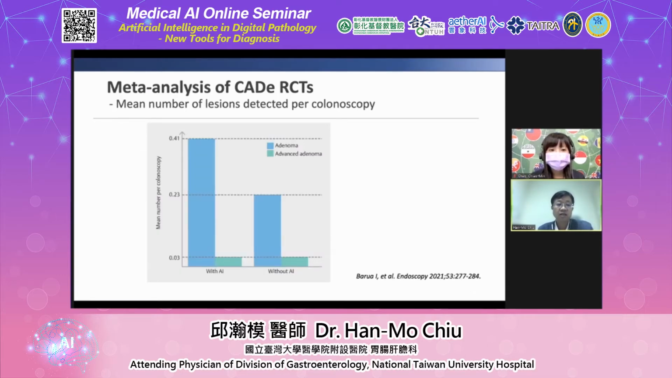In this analysis, we can see that although the detection of any adenoma was significantly higher in the AI-assisted colonoscopy group, it was mainly attributable to the increased detection of small adenoma, and there was no significant gain in detecting advanced adenoma, which carry a much higher risk of malignant change.